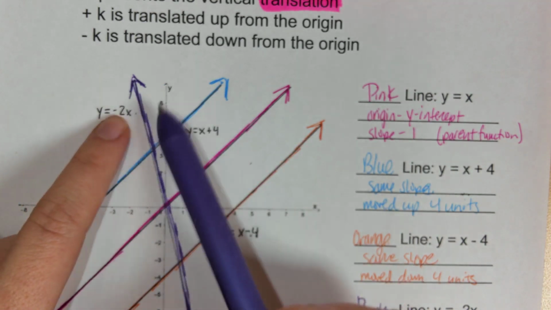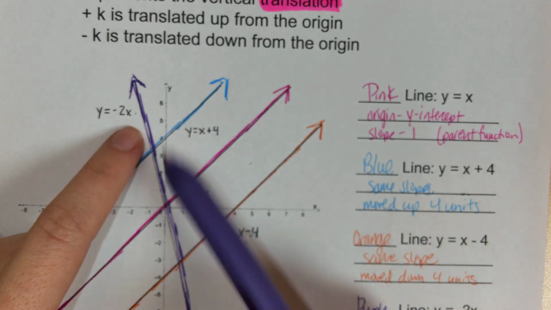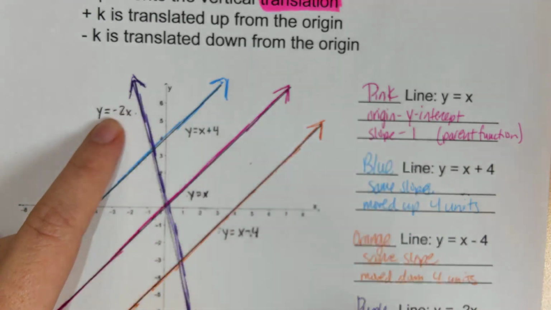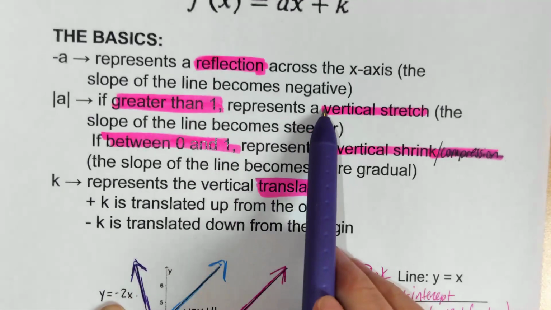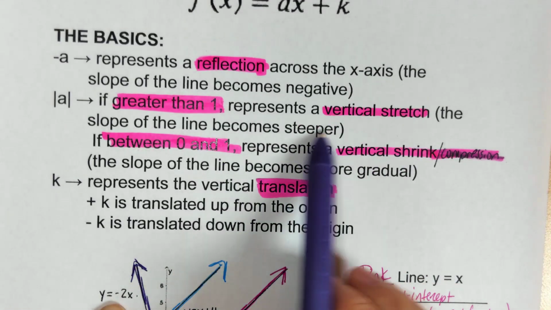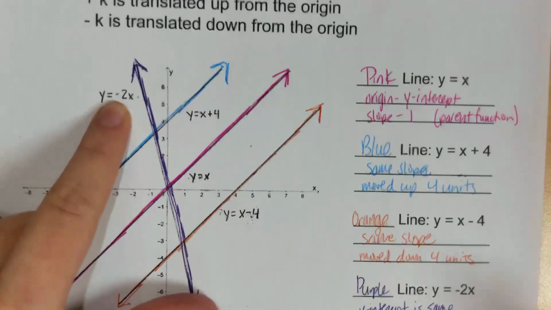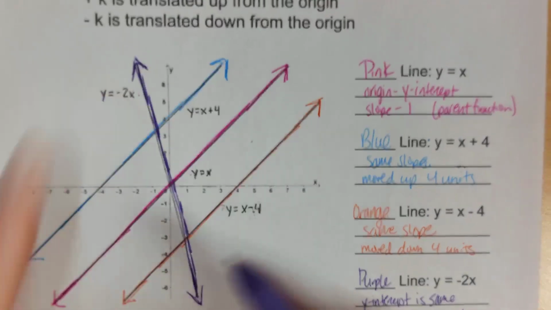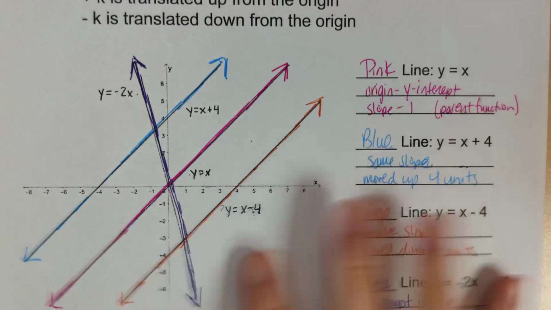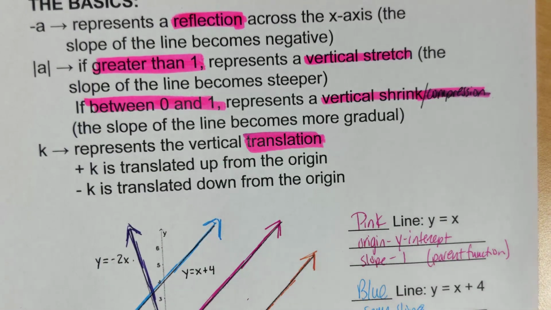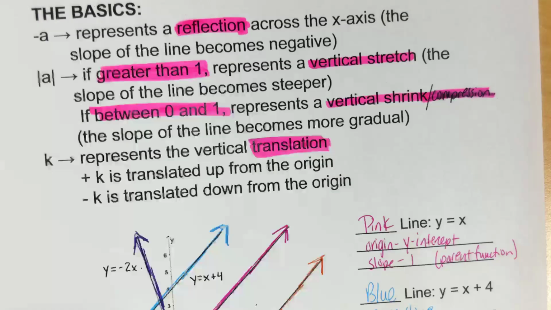The 2 made it more steep because the absolute value of -2 is a positive 2, and you'll remember that if the absolute value is greater than 1, it's a vertical stretch. It makes it steeper, and so that makes this line steeper. Hopefully this one-stop shop helps you a little bit to visualize translations. We'll go back and do that last question in just a minute.